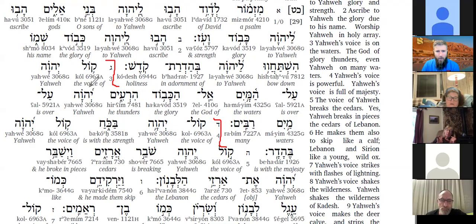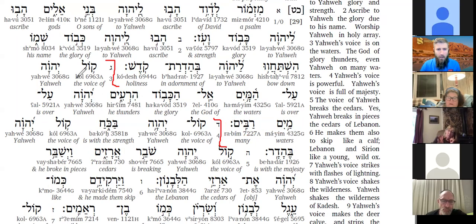Did you skip? Wait a second. Oh, no, sorry, I skipped. Kol Adonai al Hamayim. El Hakavod. Kirim. Adonai al Mayim Rabim. Rabim is plural because mayim is considered plural.